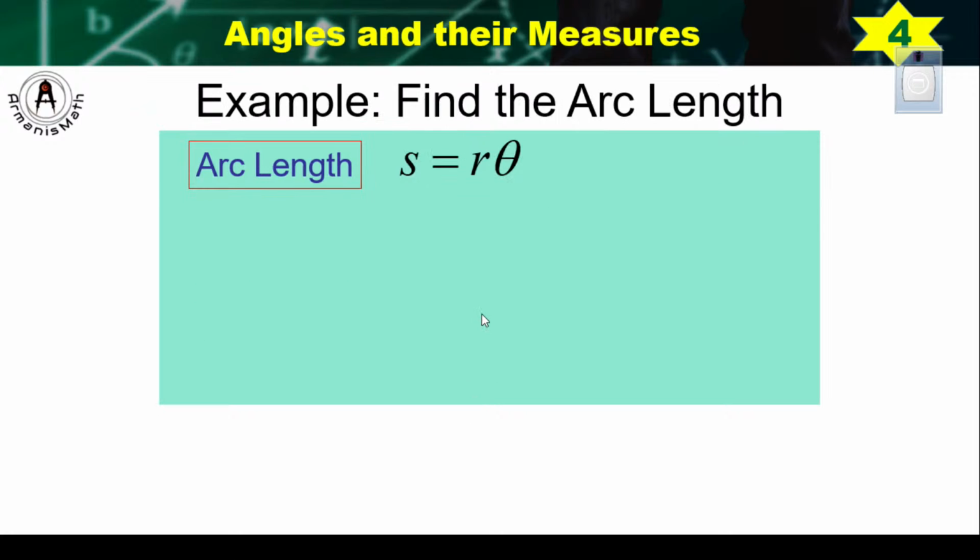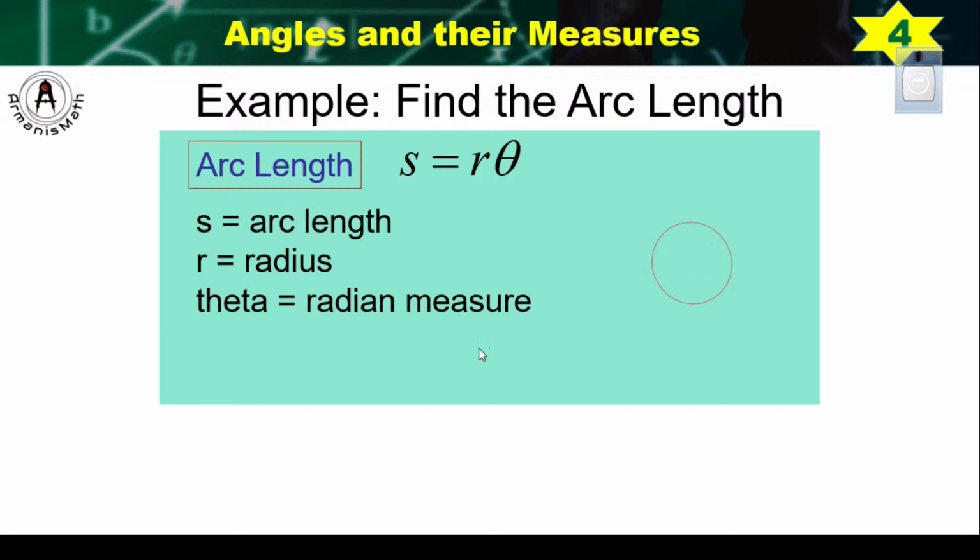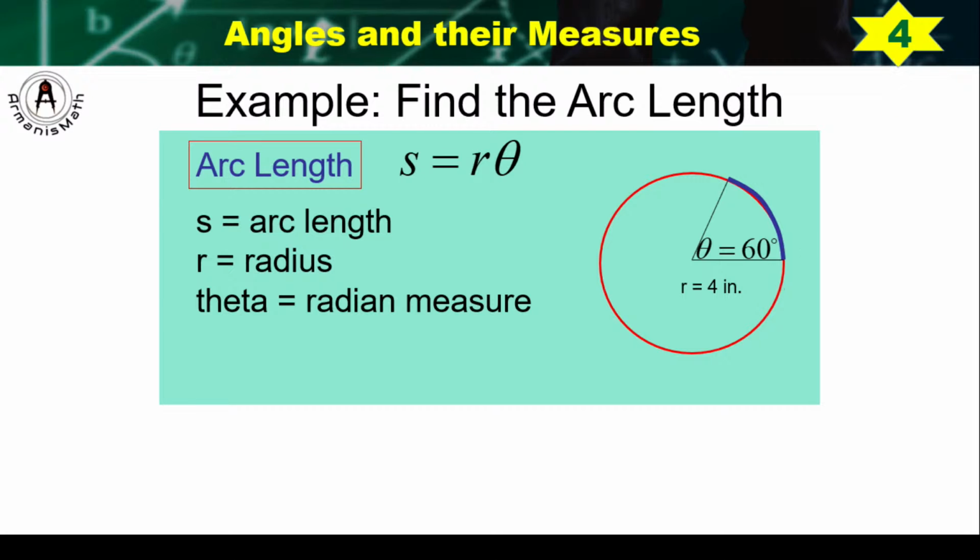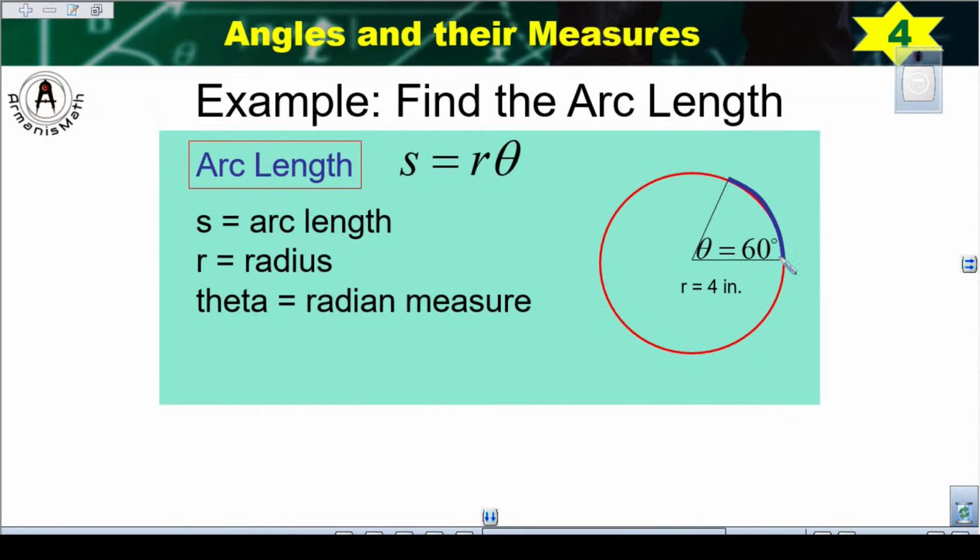Okay, so let's take a look at this example here. I have a circle with a radius of 4 inches and an angle of 60 degrees. And we're asked what is the arc length. Remember, this blue thing is the arc length that we're looking for.